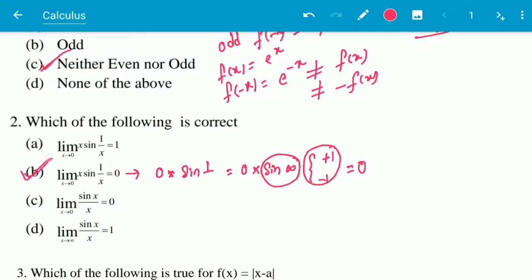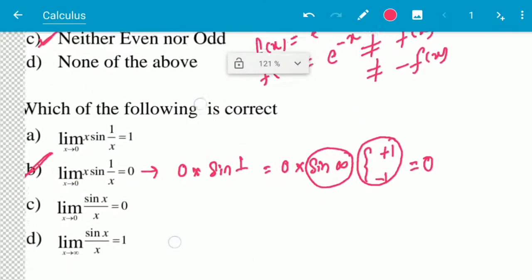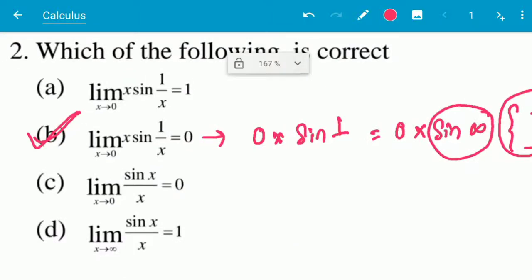If we consider option number C, that is limit sin x by x is equal to 0, this is not the correct answer. Here also this is not correct, because here it is infinity. If this is also 0, then it will be 1. Everyone knows this is 1.